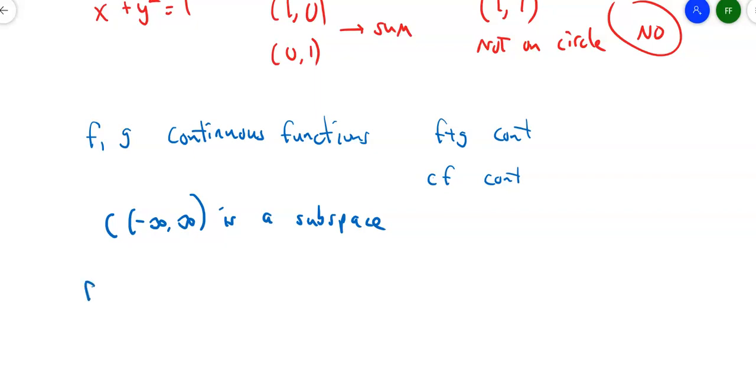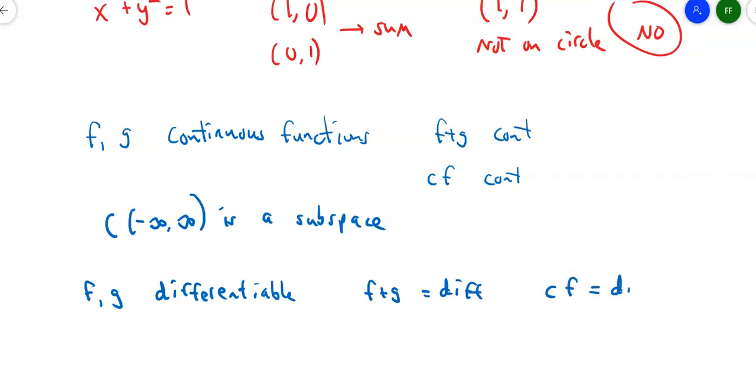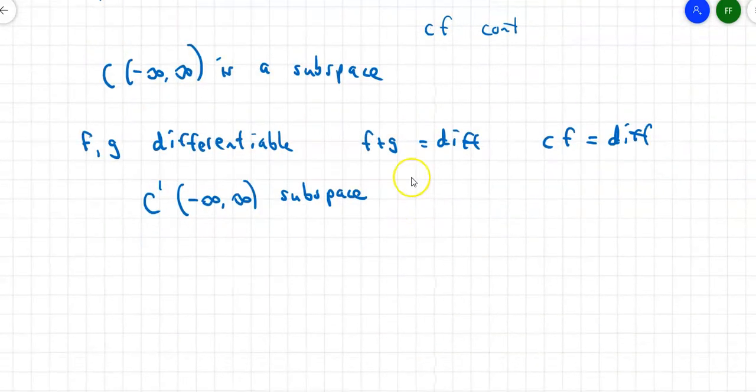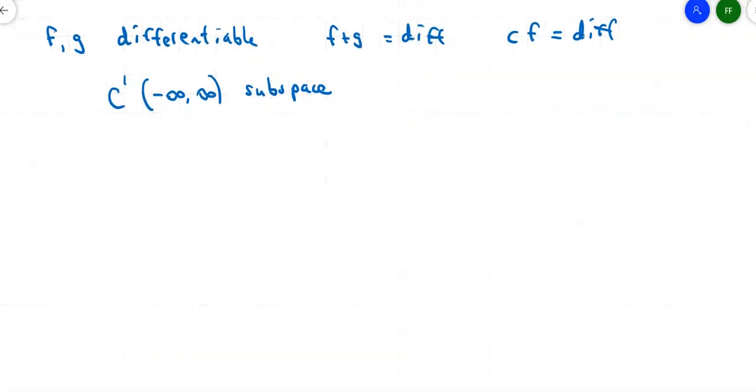Right? You could also look at it this way. Suppose you had two functions that were differentiable. Well, the sum of two differentiable functions is also differentiable, and a scalar times a differentiable function is differentiable. So the set of all first derivatives of continuous functions on the interval from negative infinity to infinity is also a subspace.